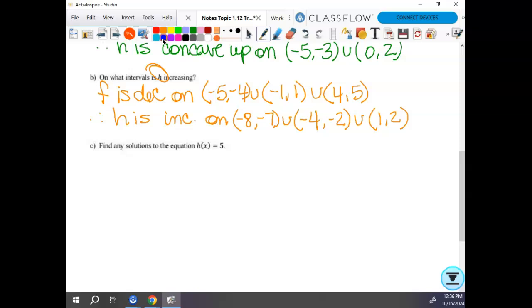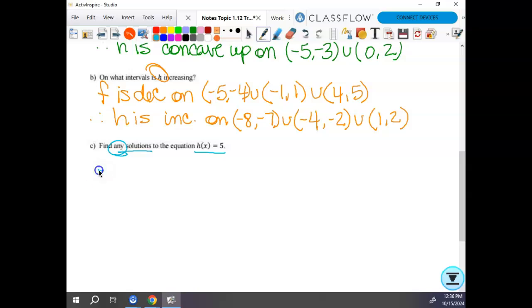What questions do we have? Anything? Okay. So this last part is very similar to the front where it asks you how many times g of x equals 0. Here it's just saying find any solution. So we want the actual solutions now for when h of x equals 5.